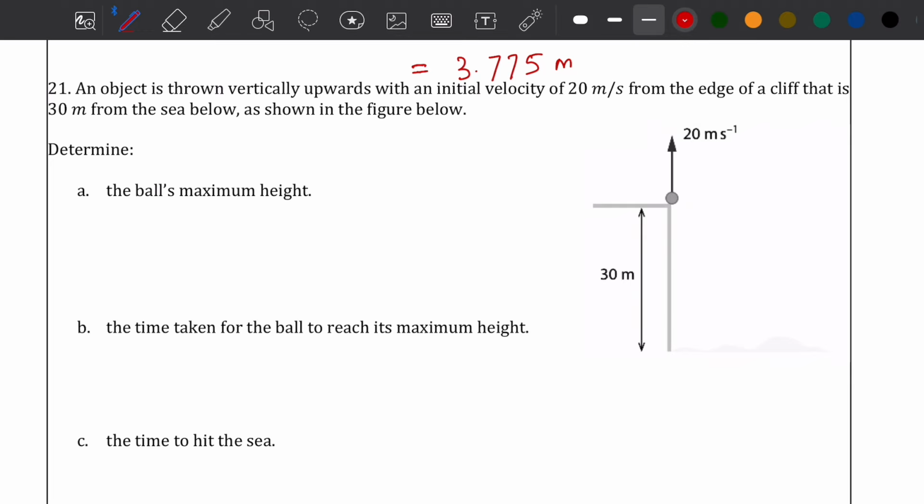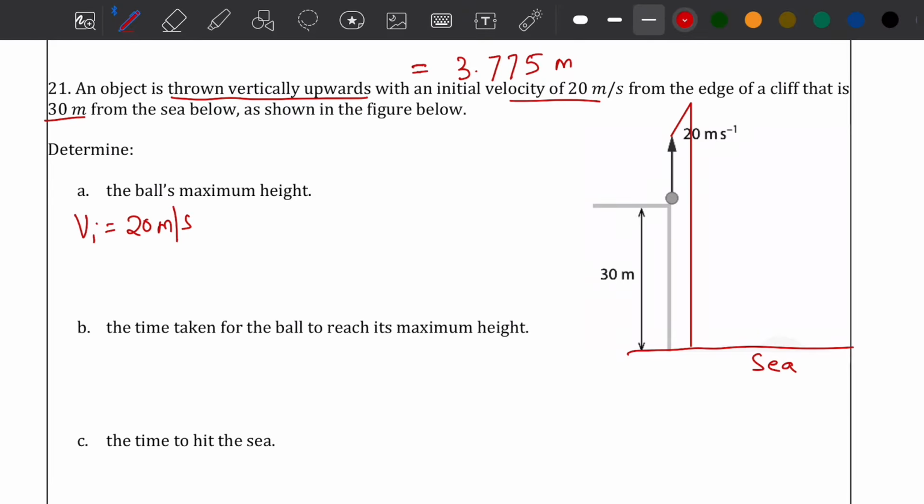Next, an object is thrown vertically upwards with an initial velocity of 20 meter per second from the edge of a cliff that is 30 meter from the sea below. So the height of the object from the sea is 30 meter. Determine the ball's maximum height. We know that the ball is going to travel up, reach a maximum height, and then move down, change its direction and hit the sea.